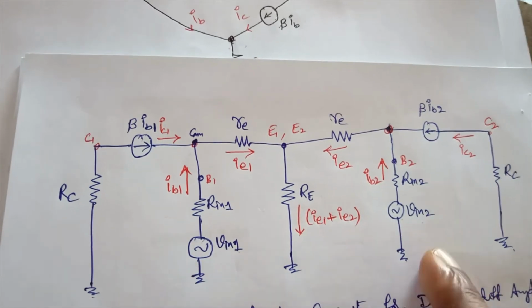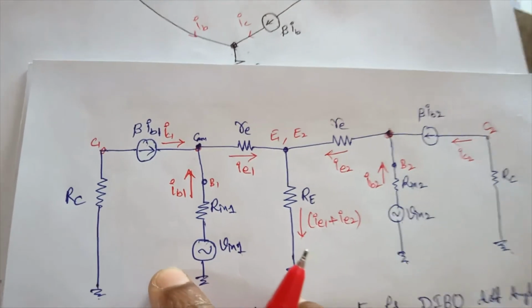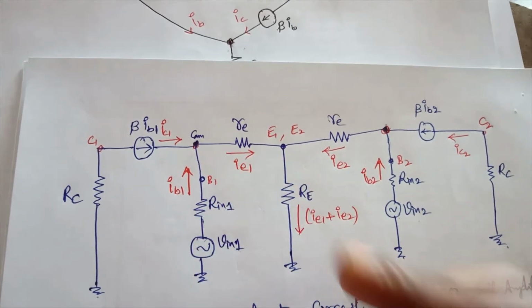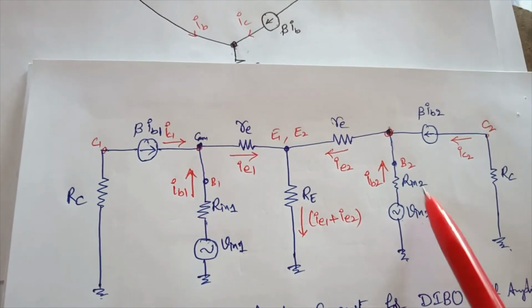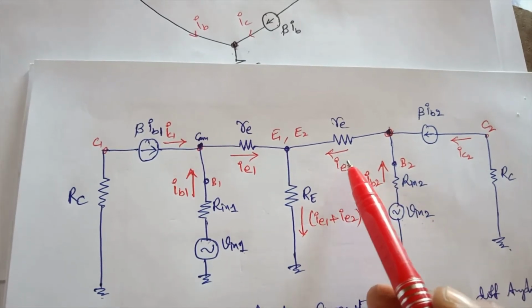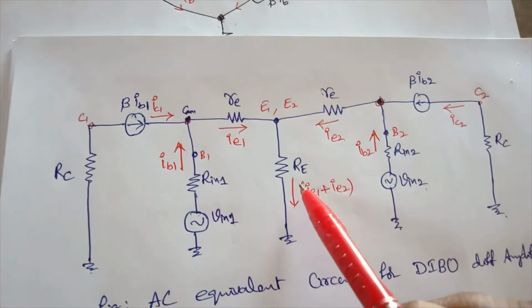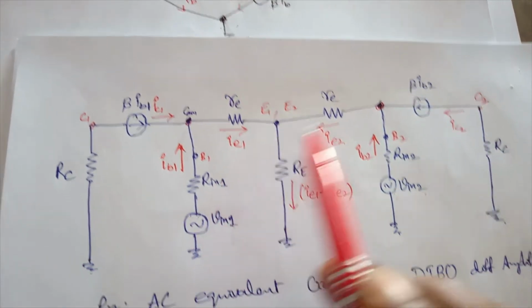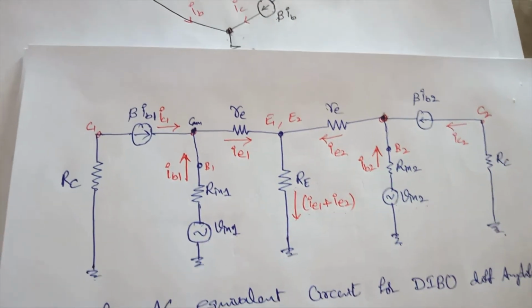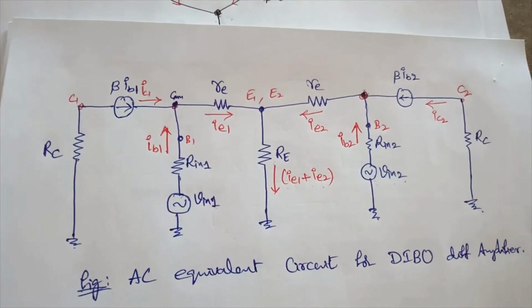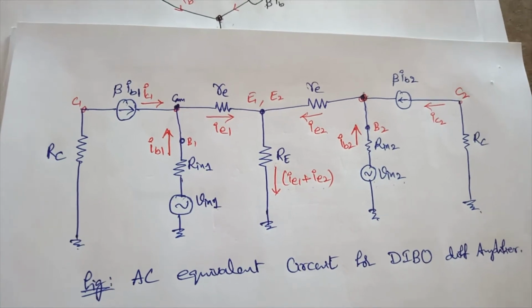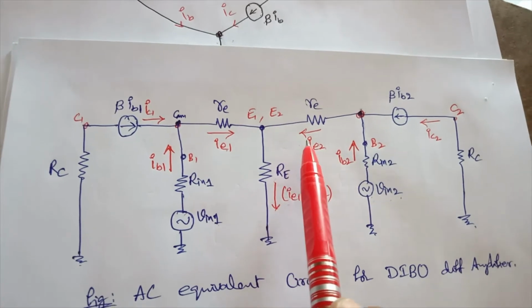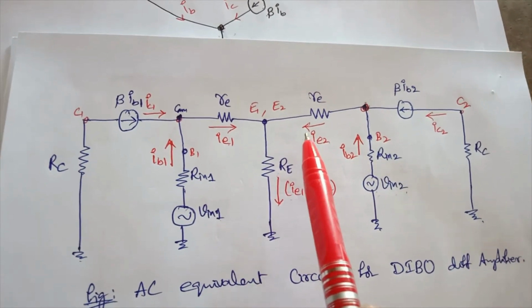So here we have two different AC sources. Due to Vin1, the current flowing at the emitter terminal is IE1. Due to Vin2, the current flowing at the emitter terminal is IE2. Therefore, the current flowing through RE is IE1 plus IE2. This is the AC equivalent circuit and its currents for the dual input balanced output differential amplifier. First, find the values of IE1 and IE2, then we can find the differential voltage gain.